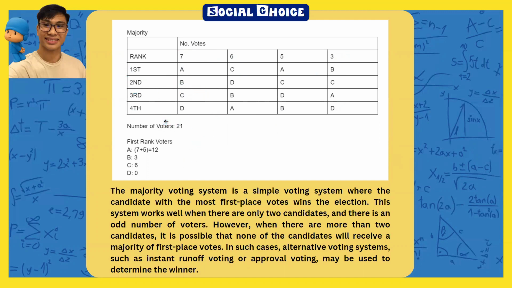So we need to divide 21 by 2, which is 10.5. So that is 50% of 21. So meaning, kailangan more than 50% yung makuhang votes. So makikita natin dito, si A, 7 plus 5 yung nakuha niyang votes, so magiging 12. So makikita natin dito na si A ang mananalo dito sa voting system na to dahil siya yung majority. More than 10.5 yung 12 eh.